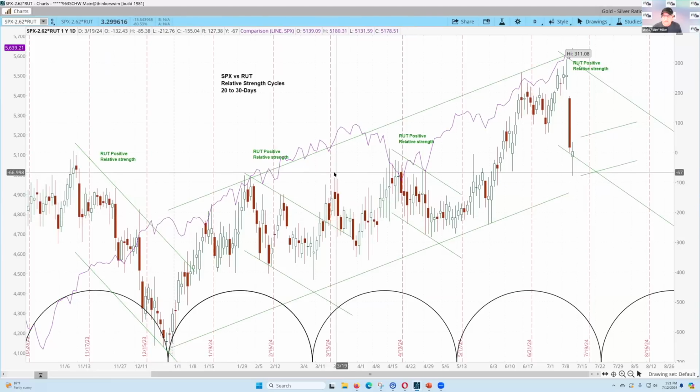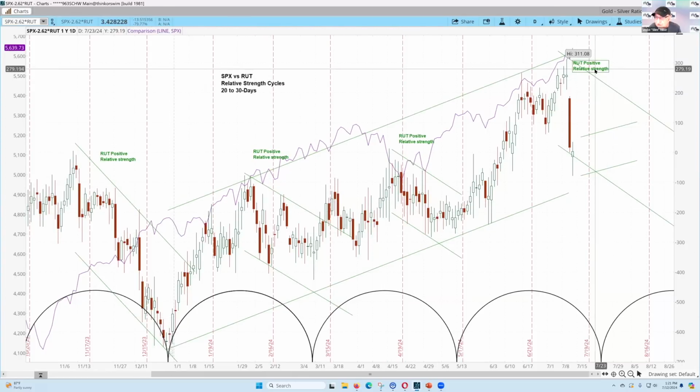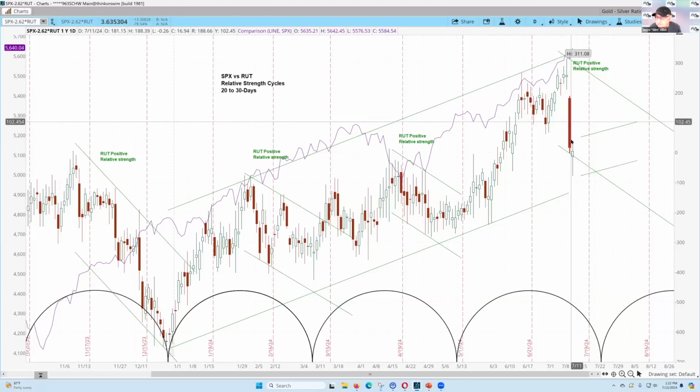Now, what I want you to see is that the stock market has had periods in here, and you'll notice the cycle periods, that are 20 to 30 days where you get into Russell being in positive relative strength. That's right over here, and right over here. Russell positive relative strength. This was about 20 days. This was about 20 days. This was about 30 days right over here. And here you could see we've entered into the positive relative strength. That is the Russell, the S&P losing relative strength compared to the Russell.